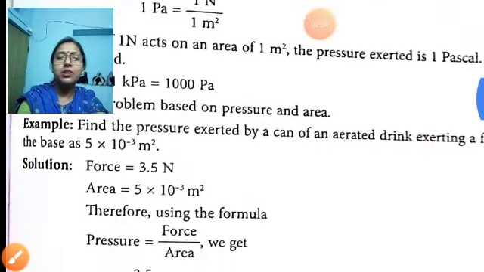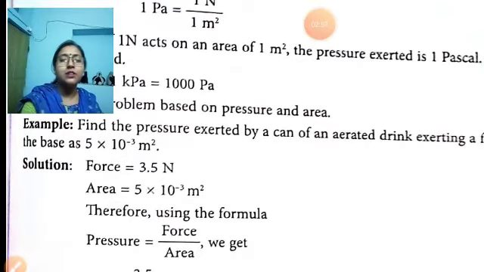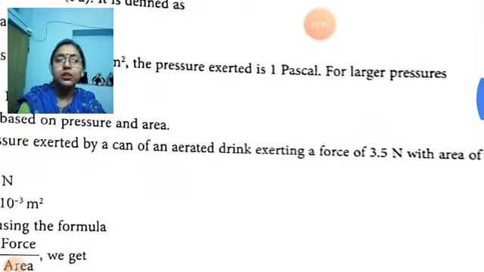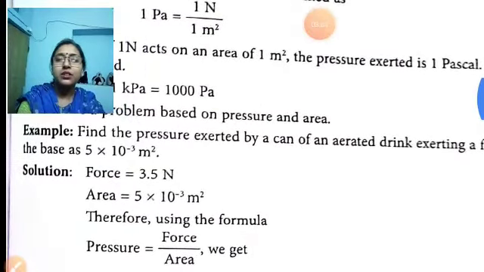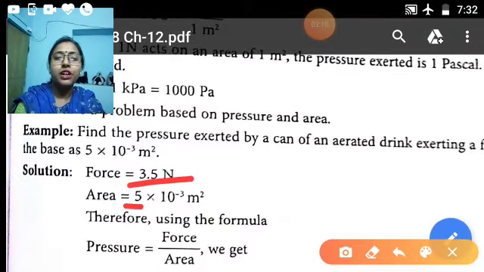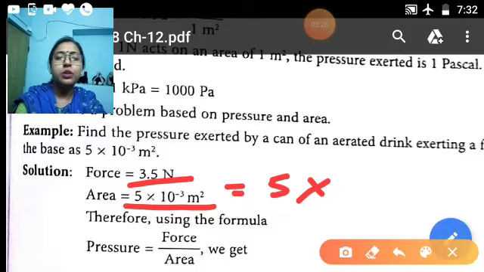Here one example is given. Find the pressure exerted by a can of an aerated drink exerting a force of 3.5 Newton with an area of contact of 5 into 10 to the power minus 3 meter square. First of all, we see here the force, and the area is 5 into 10 to the power minus 3. We can also write 10 to the power minus 3 as 1 divided by 1000 meter square.